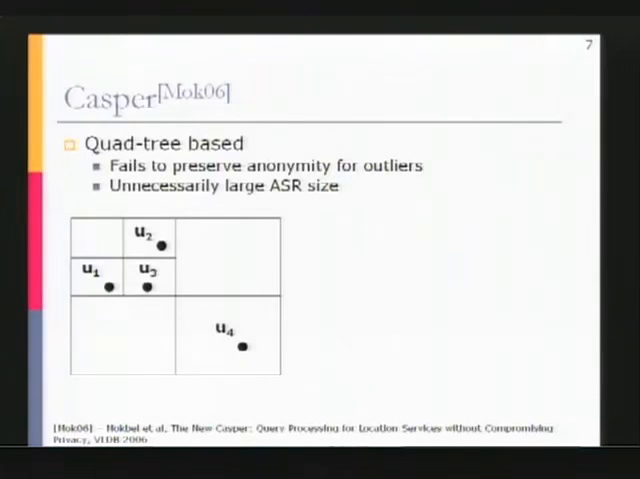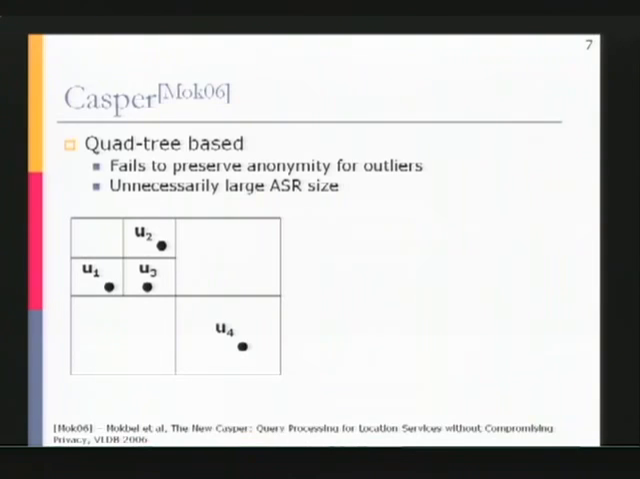I will now move on to discuss specifically, so we have seen the architecture that is used, and I will discuss specifically a few methods, and we will only look at the part which happens at the anonymizer. So we want to know exactly how the ASRs are built. The first paper that I'm going to introduce is Casper, the first method. This is a VLDB 2006 paper.